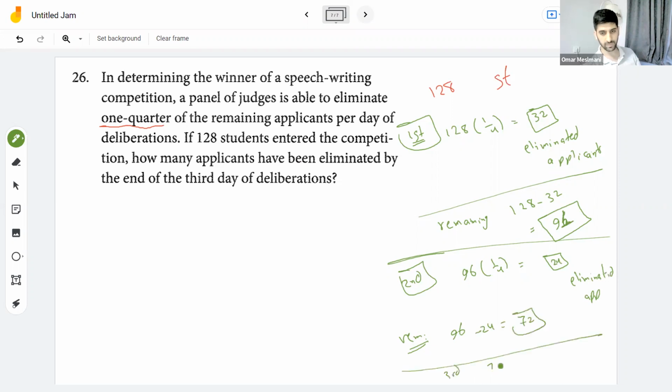I'm going to multiply 72 by 1/4. So 72 divided by 4 is 18. So how many remaining? I'm going to say 72 minus this 18, and then the answer is 54. And this is their answer.